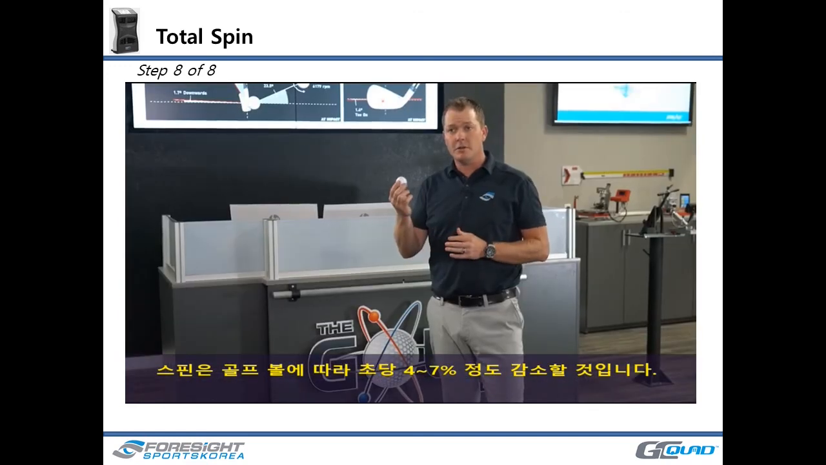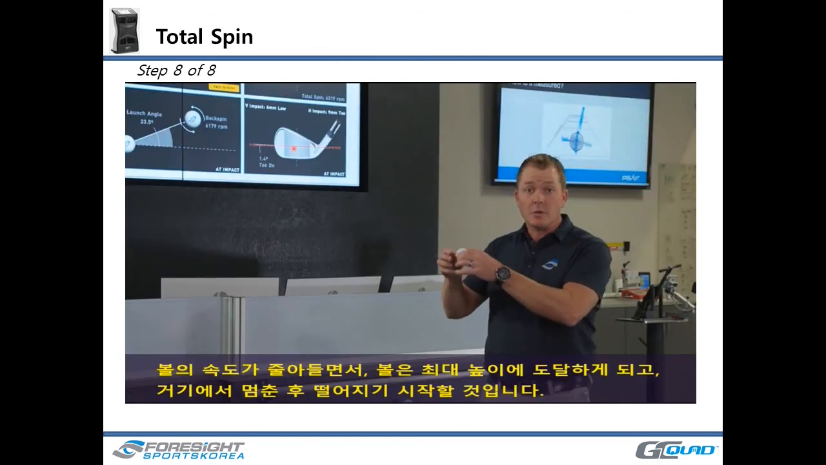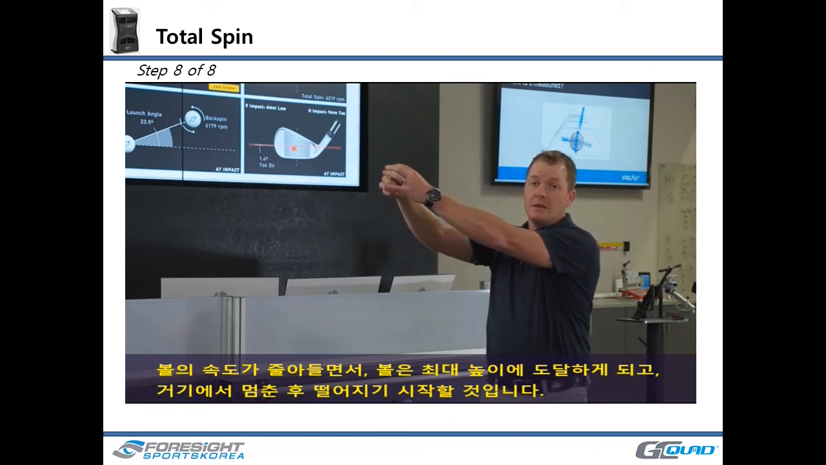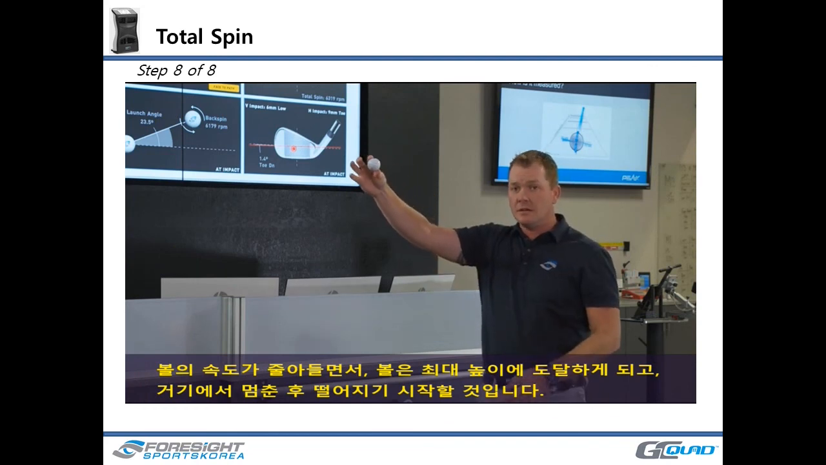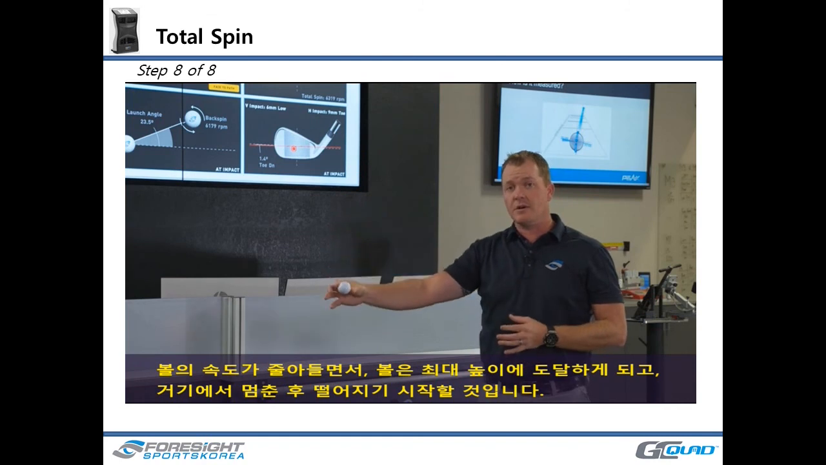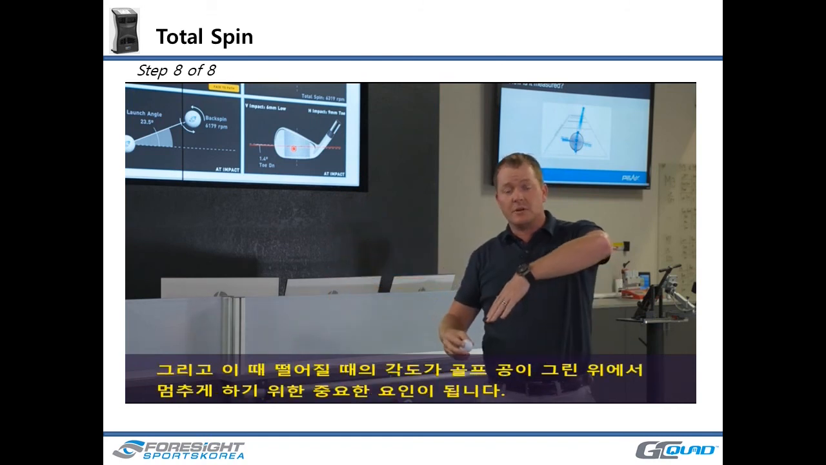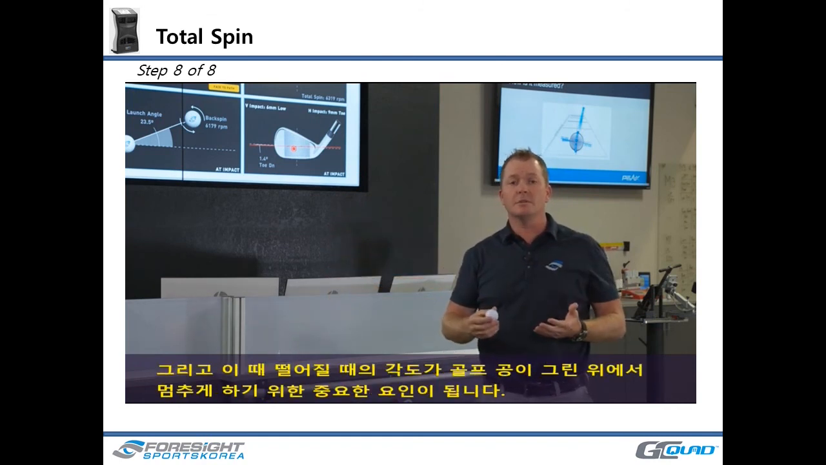Depending on the type of golf ball you play, it will decay between 4 and 7% per second of ball flight. So as it's decaying, it's going to reach its apex height, it's going to stall, and it's going to start to fall. And the angle at which it falls is actually the primary influence for having the golf ball stop on the green.